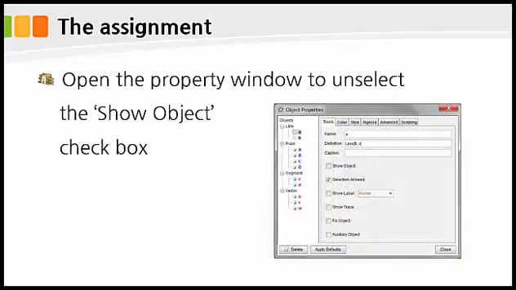Another way is to select an object and open the property window to unselect the Show Object checkbox to make the object invisible on the screen.